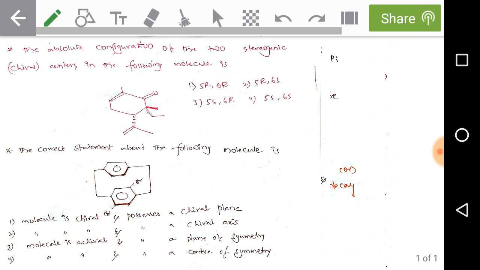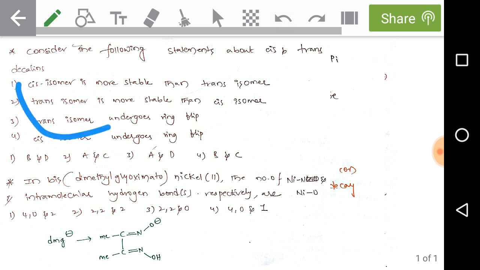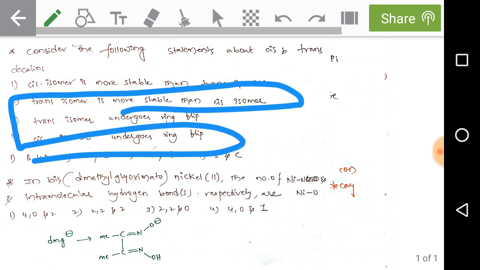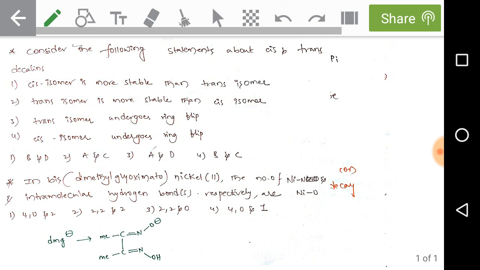Okay, right, next one, consider the following statements about cis and trans decalins. Here, as we know, just the cis isomer undergoes ring flip, and the trans isomer is more stable than the cis isomer. So here the 2nd and 4th options are correct. That means option 1, B and D are correct. Here I have given A, B, C, D labels. So just consider the second and 4th options as the correct statements regarding cis and trans decalin, because let us try to draw their structures.